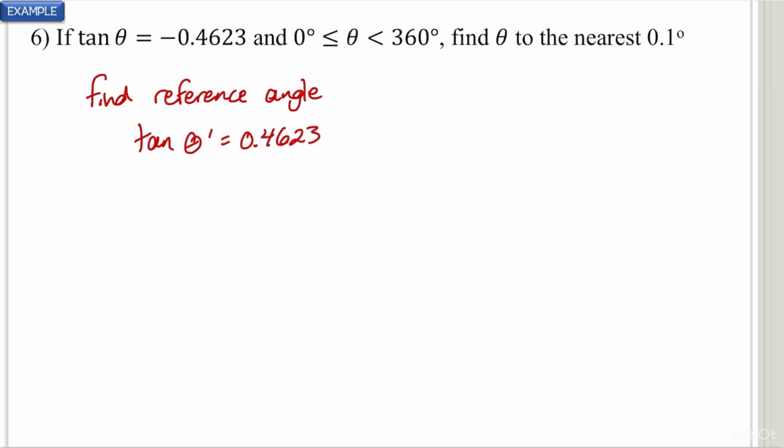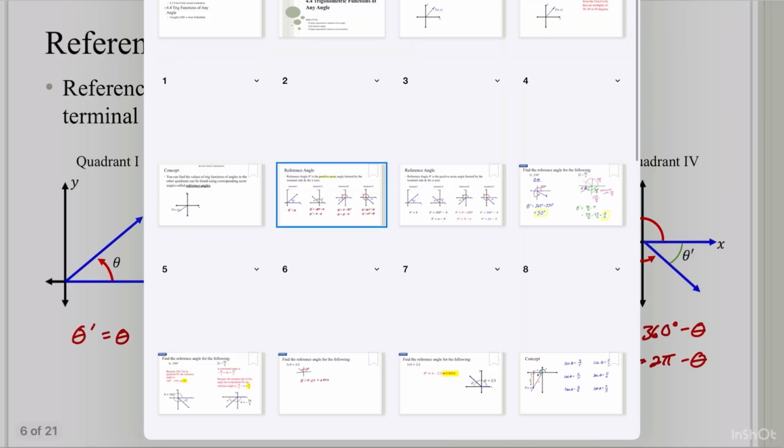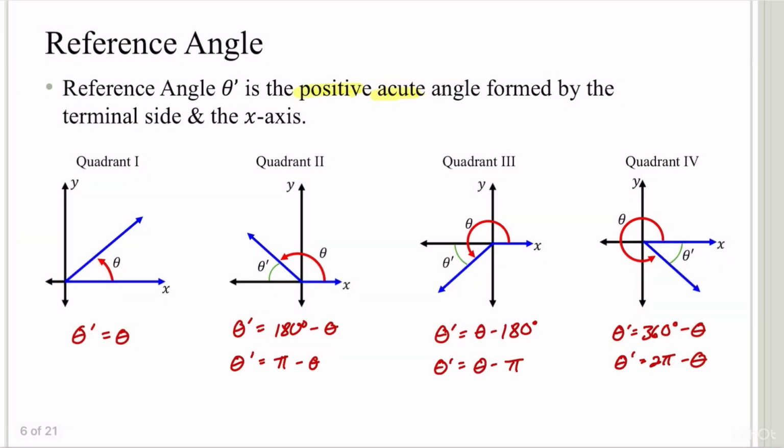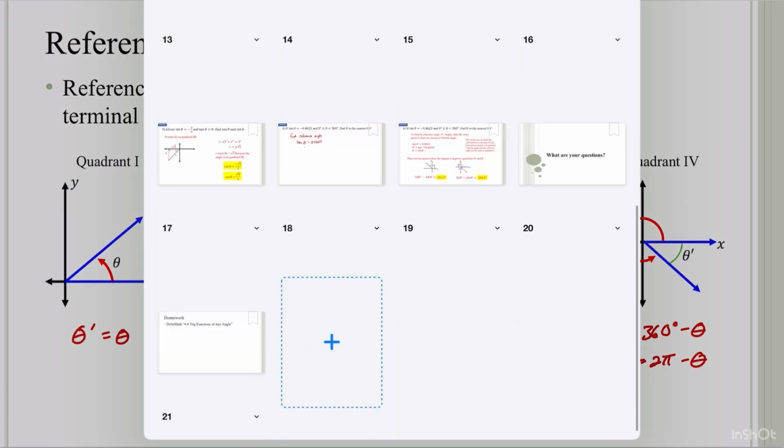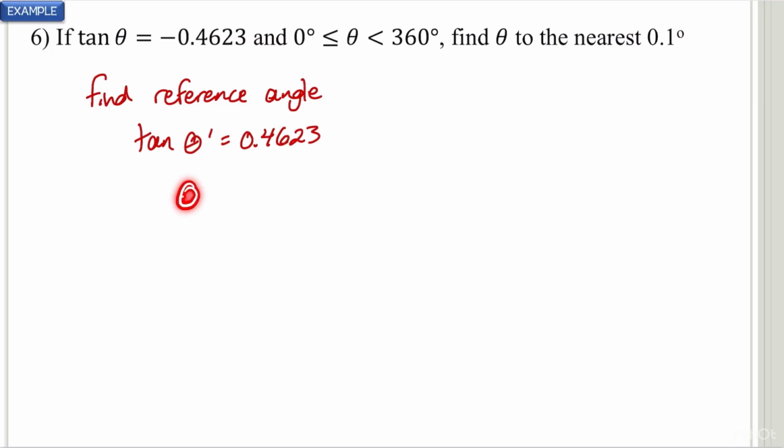The reason for that is because in quadrant 1, let me back up to quadrant 1 for a second, the angle is the reference angle. So we're trying to find the reference angle. So let's just use quadrant 1, and then we can figure out what quadrant we need to be in. In the calculator, do inverse tangent, make sure you're in degree mode, inverse tangent of positive 0.4623. Then you're going to get that the reference angle is 24.8 degrees.